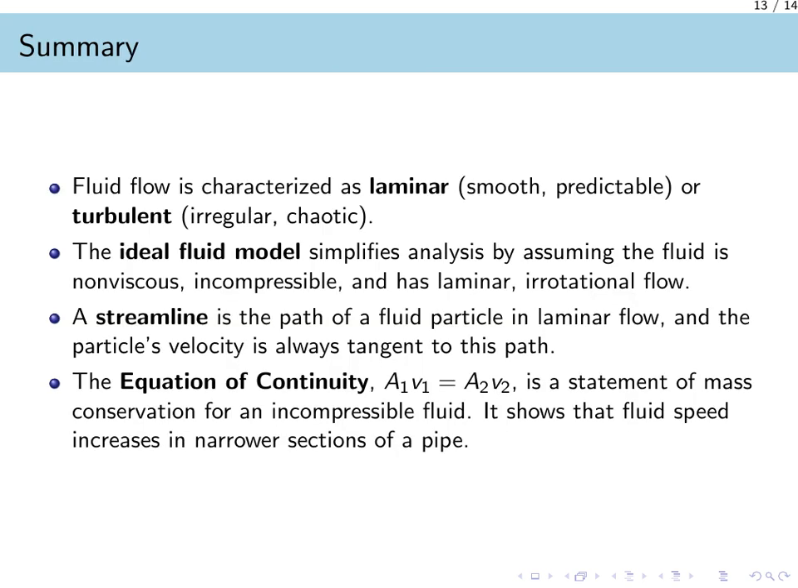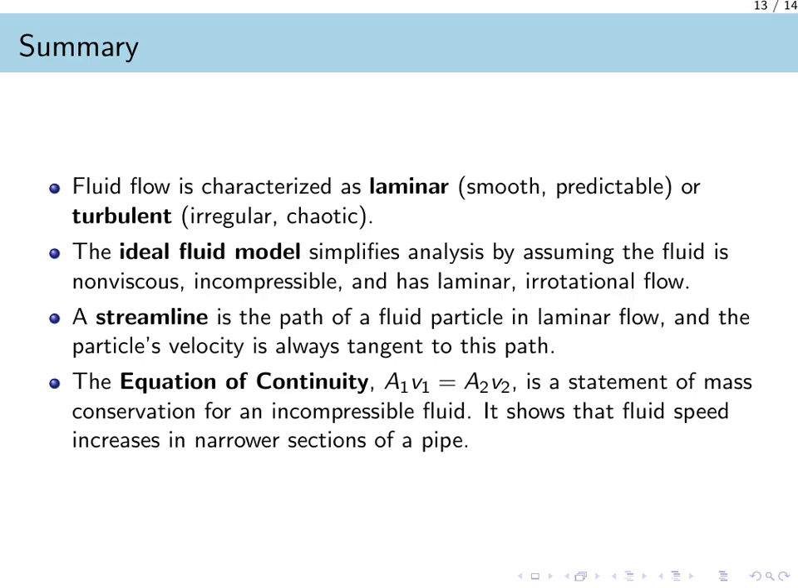Let us take a moment to summarize the foundational concepts of fluid dynamics we have just covered. We began by classifying fluid motion into two main types. Laminar flow is smooth and orderly, while turbulent flow is irregular and chaotic. To simplify our analysis, we introduced the ideal fluid model. This model is based on 4 key assumptions. The fluid is non-viscous, meaning it has no internal friction. It is incompressible, so its density is constant. Its flow is laminar, and its flow is irrotational, meaning it does not rotate.